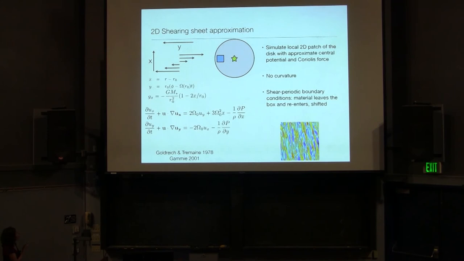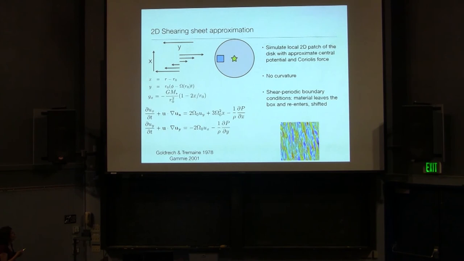And then I put in a Coriolis force to account for the fact that I've boosted into the rotating reference frame. A couple key things to keep in mind is that you are assuming that there is no curvature, so you're ignoring the fact that streamlines in the disk are curved with respect to this box. And so no matter how big you make this box, you're always going to be in that limit. So even though you might want to try to capture larger scale modes by increasing the size of your box, you're fundamentally limited by this no curvature approximation.